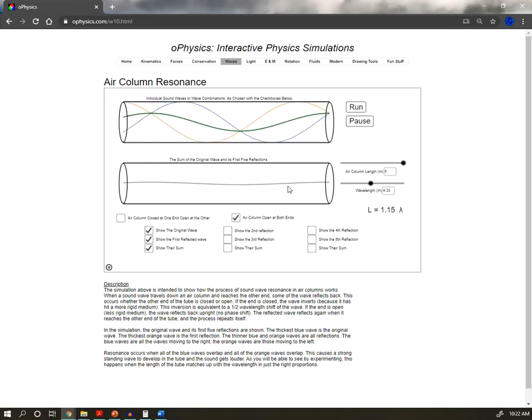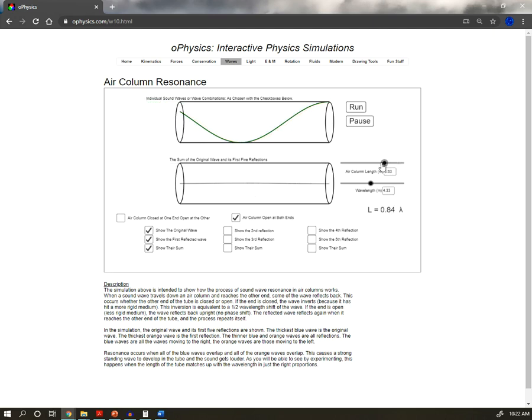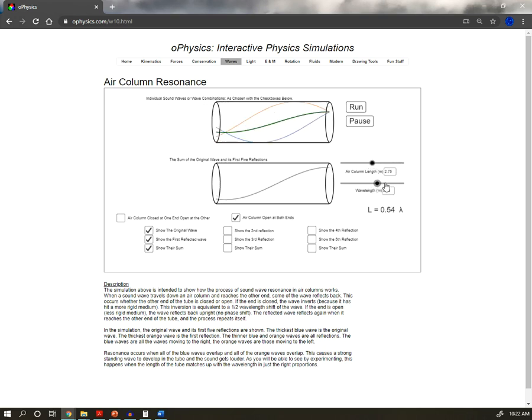Now we have a tube that's open on both ends, so remember that the fundamental wavelength is 2 times the length of the tube. So let's set this at, say, 2. Let's go with, let's see, can I go up to 6 here? Yes, I can. So let's set the length of the tube at 3, which means that the wavelength is then going to be 6. I can set the wavelength there.